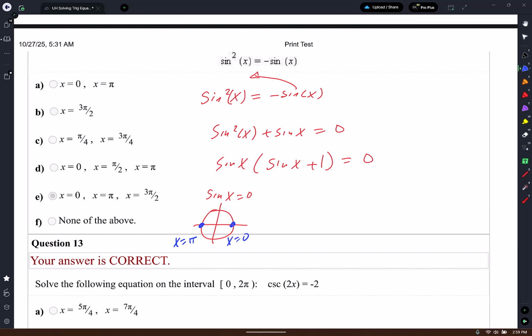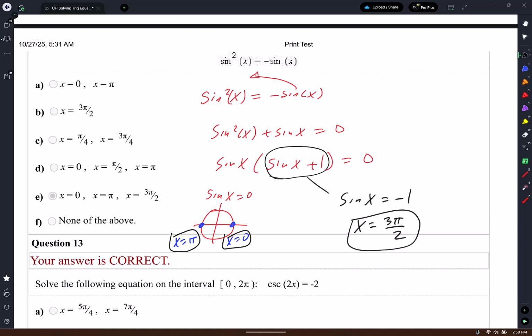And now I'm looking at this one right here. Where is sine x equal to negative 1? What value? Find those values. Right there.